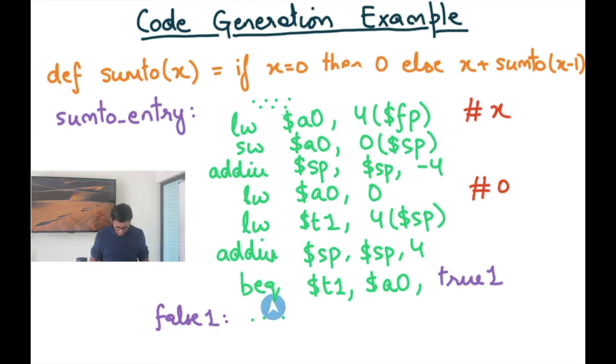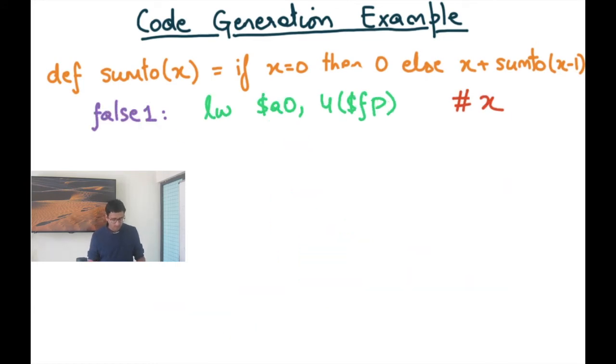And then I use branch equal on T1 and A0 to either jump to true 1 or false 1. Okay, so we're just pattern matching on the if then else construct and just substituting cgen e1 for the code for generating x and cgen e2 for the code for generating 0.